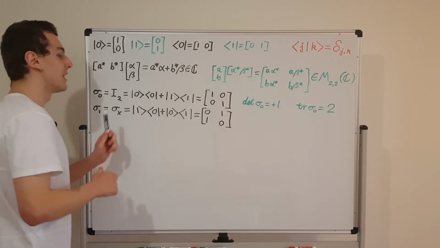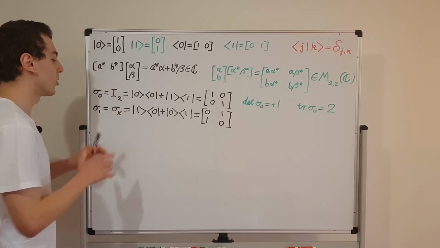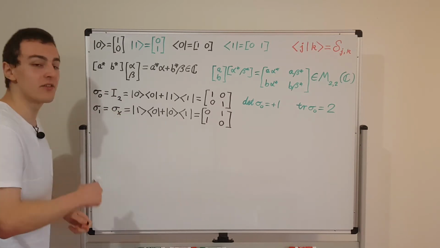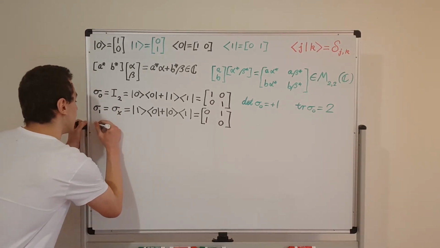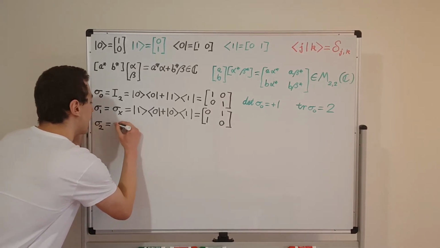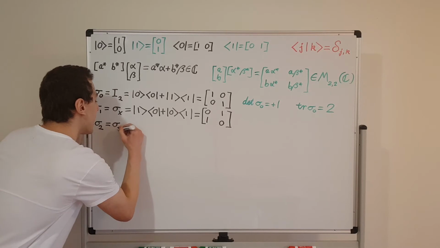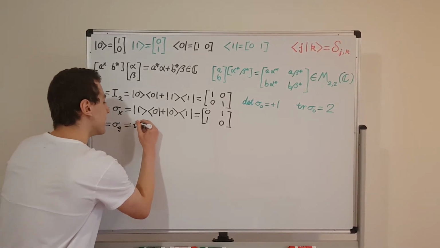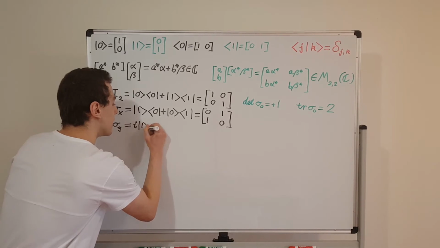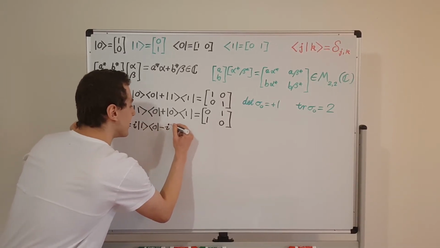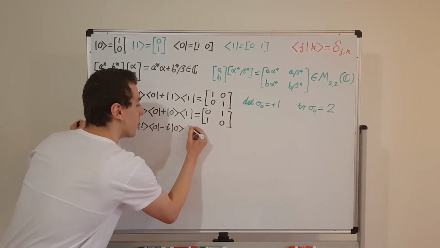So let's write down the other two of the Pauli matrices. So this one is the Pauli x. We also have the Pauli y, which is sometimes denoted as sigma 2. So that's equivalent to sigma y. And that is equal to i times Ket 1 Bra 0 minus i times Ket 0 Bra 1.